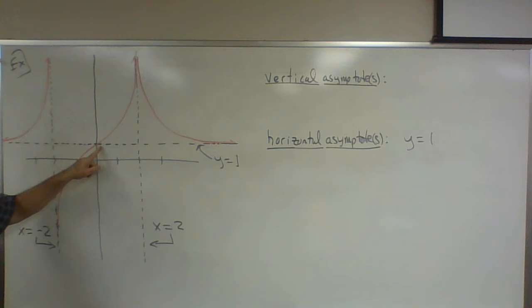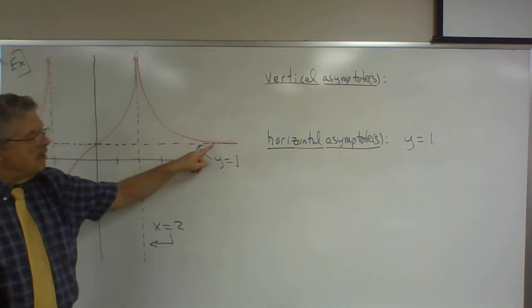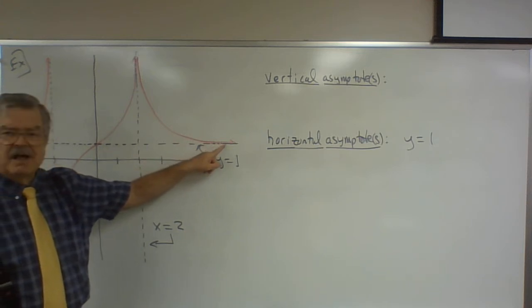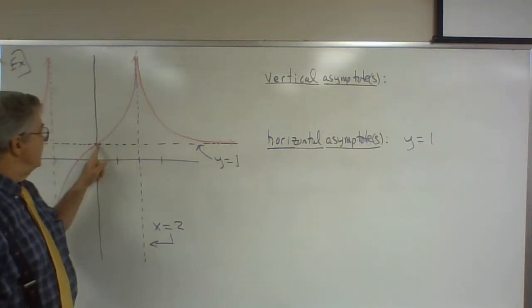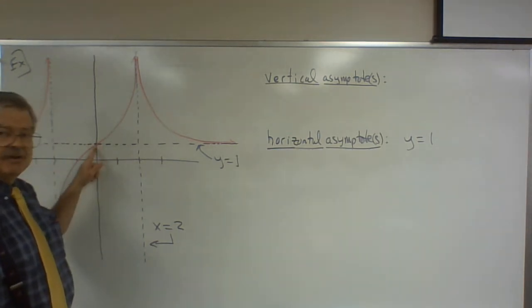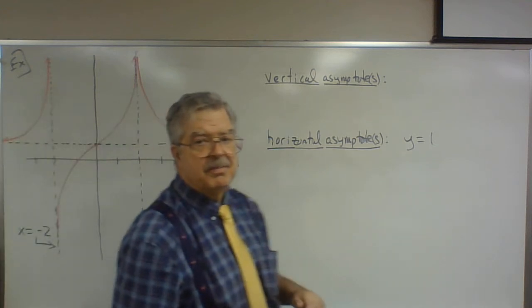Now you may be wondering, does the fact that the graph crosses the line y equal 1 right here void the claim that the line y equal 1 is a horizontal asymptote? Not at all. Typically, asymptotes don't touch the line, but it can happen. Here's a case where the graph crosses the asymptote. This does not void the warranty, so to speak.